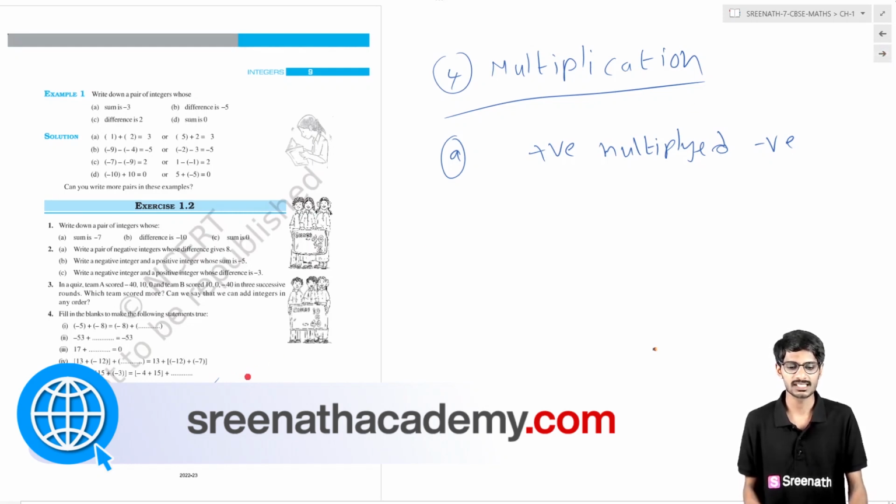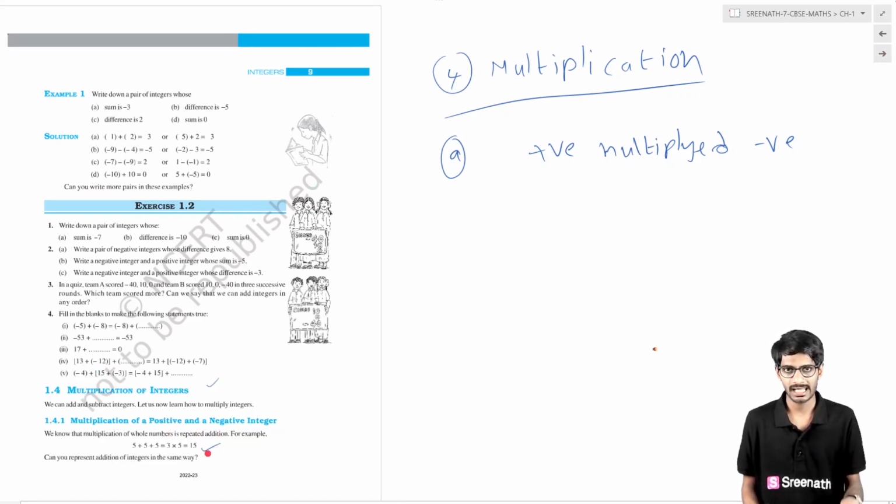Then multiplication of integers. How will we multiply integers? When you want to multiply a positive integer with a negative integer, what you have to do is put the negative sign, and after that treat those two integers as whole numbers, multiply normally as we do in the multiplication of whole numbers, and write the result. But one thing you have to remember is to put the negative sign.